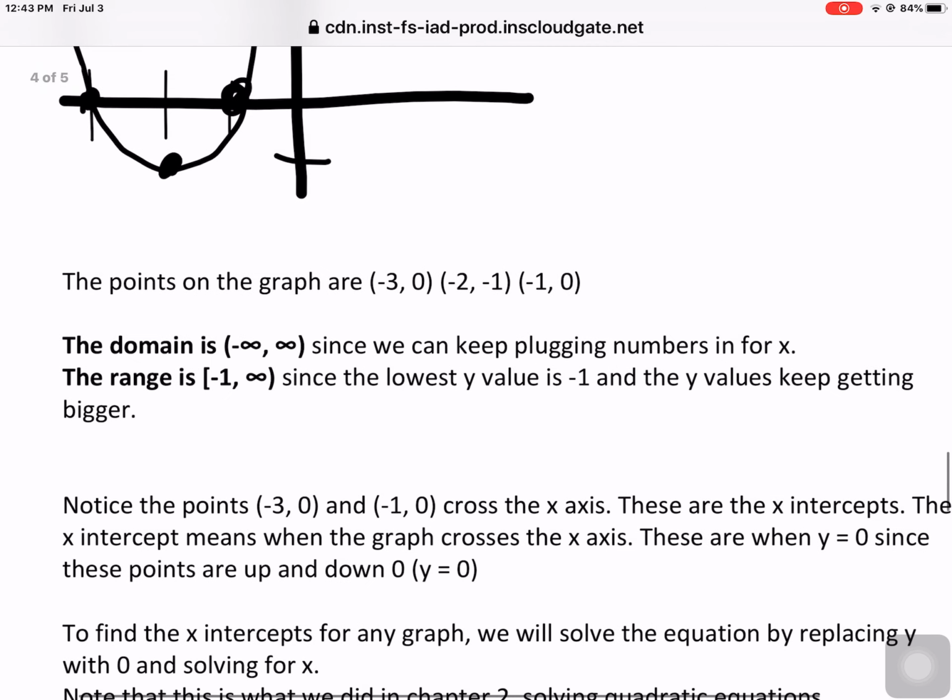Notice the points negative 3, 0 and negative 1, 0 cross the x-axis. These are called the x-intercepts. The x-intercept means when the graph crosses the x-axis. These are when y equals 0, since these points are up and down 0. Negative 3, 0 and negative 1, 0 both have 0 in the y value.